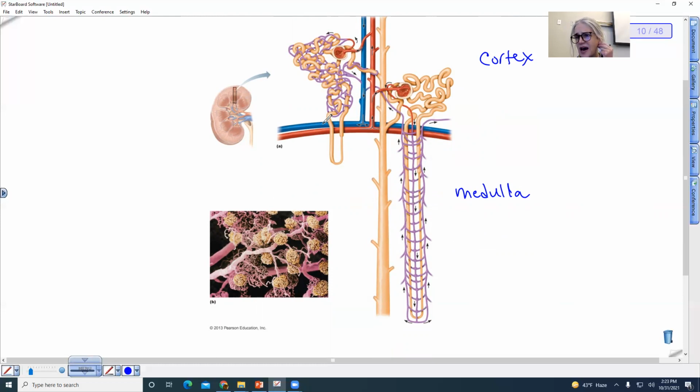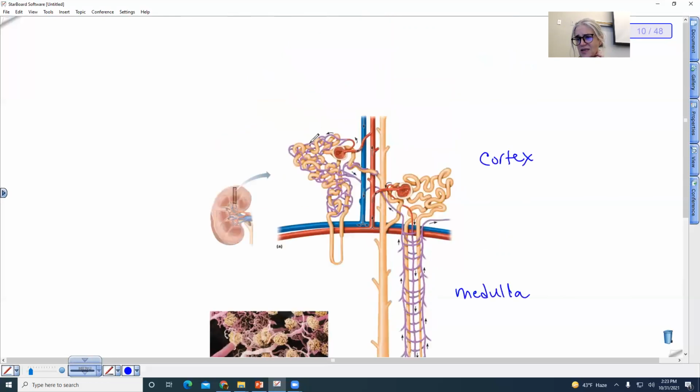Now you might notice it's kind of hard to see which is the proximal and which is the distal convoluted tubule, but if you follow it, you can see this is the proximal, and then it goes down into the loop of Henle. This would be my distal right here, coming back up and connecting into the collecting duct.